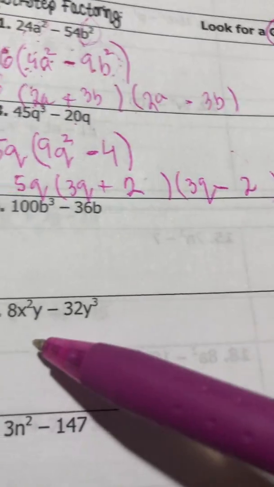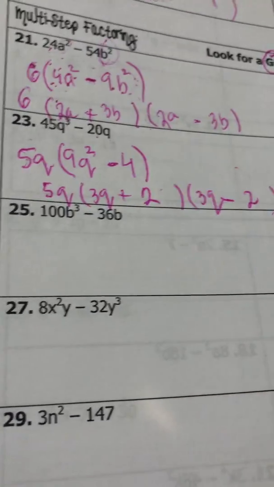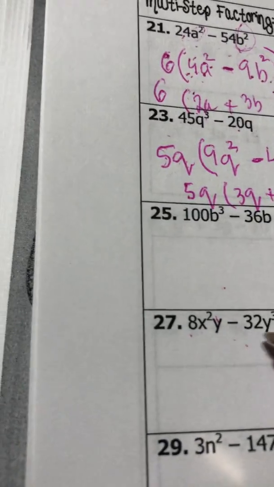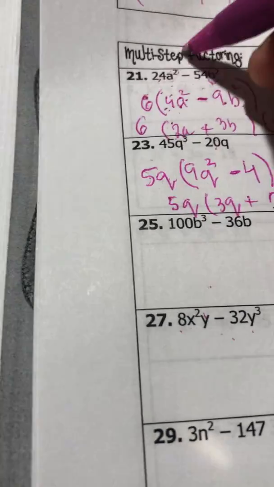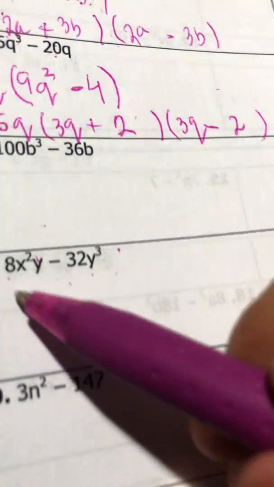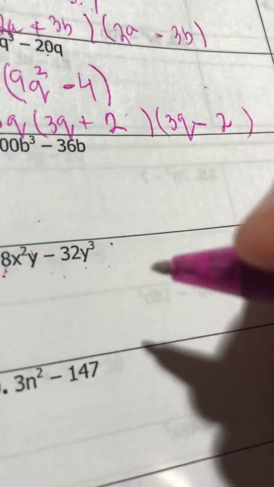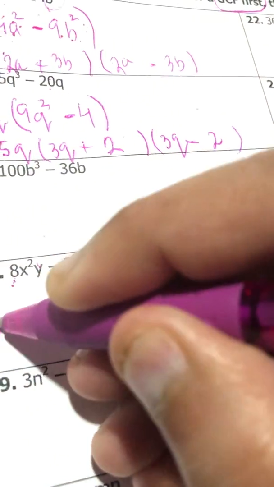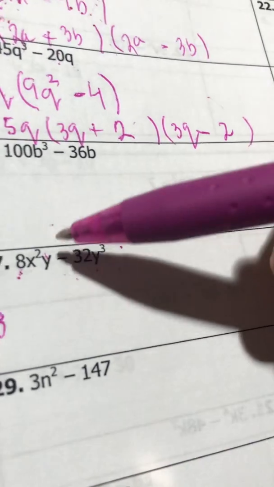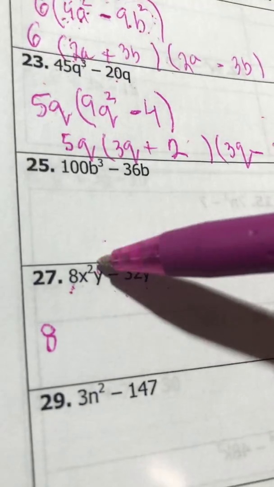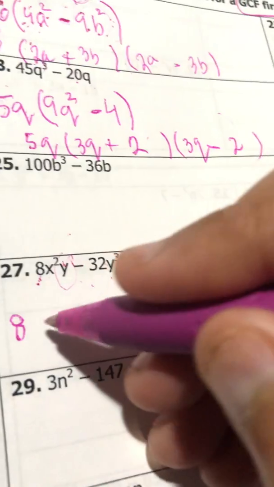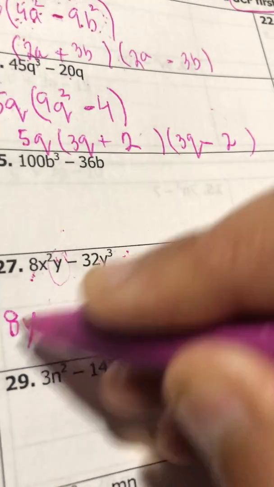Okay, now let's do question number 27. 8x squared y minus 32y cubed. I have to factor. Whenever you're factoring, look for the greatest common factor first, always. I can see 32 and 8 are divisible by 8, right? 8 is my greatest common factor. There is no x squared in the second term, so x squared is not a common factor. Y and y cubed. Yes, y, the variable with the smallest exponent. If they have the same variable, factor out the smallest exponent. So I'm going to factor out this. This is a common factor.